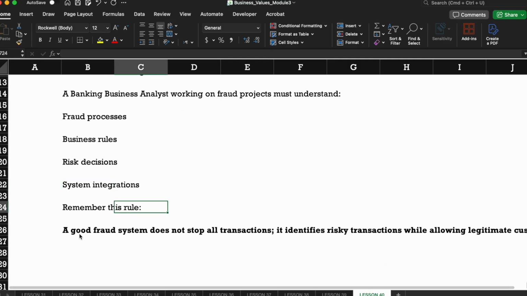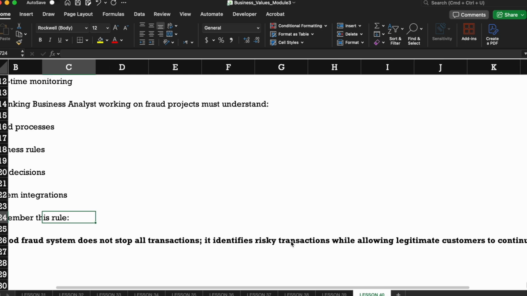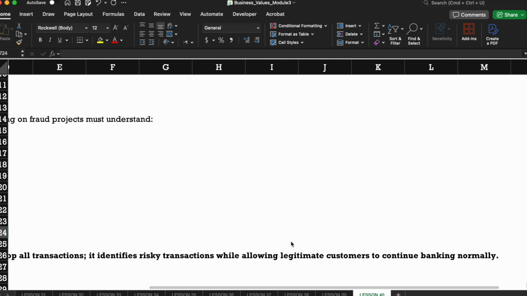Remember this rule: a good fraud system does not stop all transactions. It identifies risky transactions while allowing legitimate customers to continue banking normally. Okay, all right, that's the end of lesson number 40.